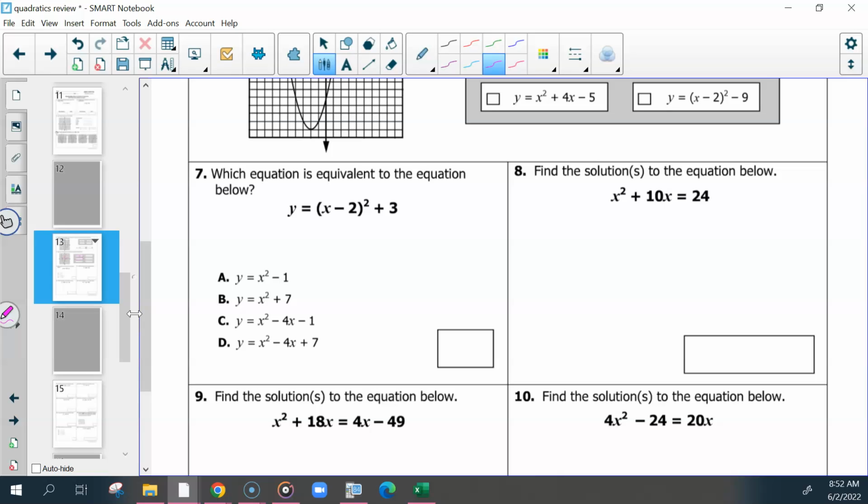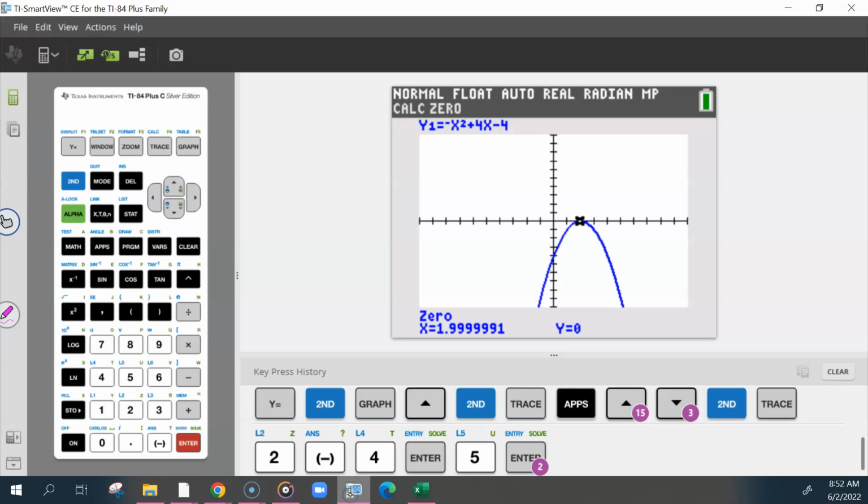Other questions? How do you put x squared in y equals? Yes, if x is squared.